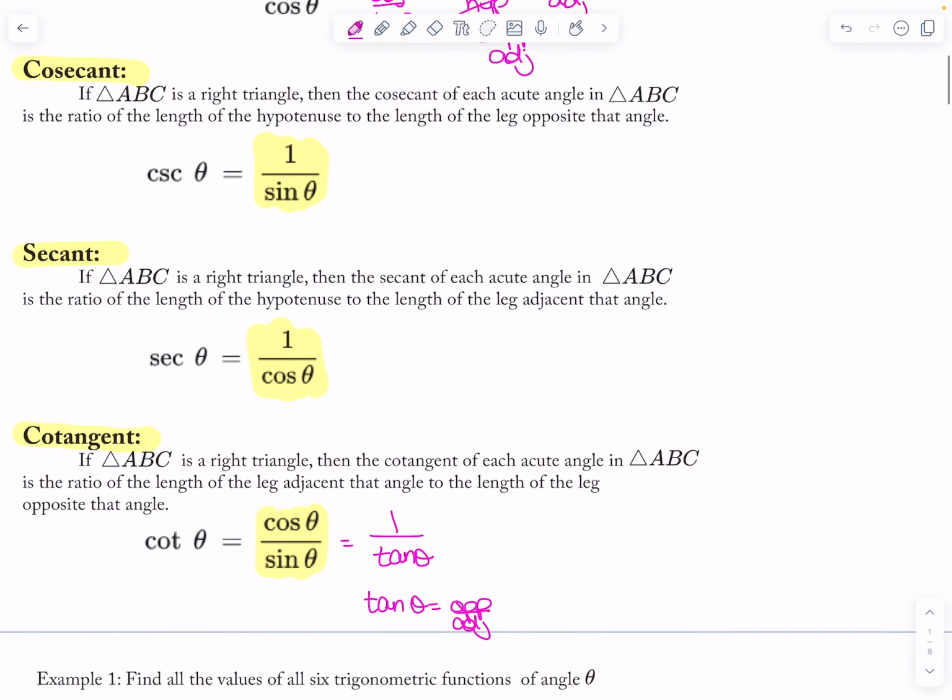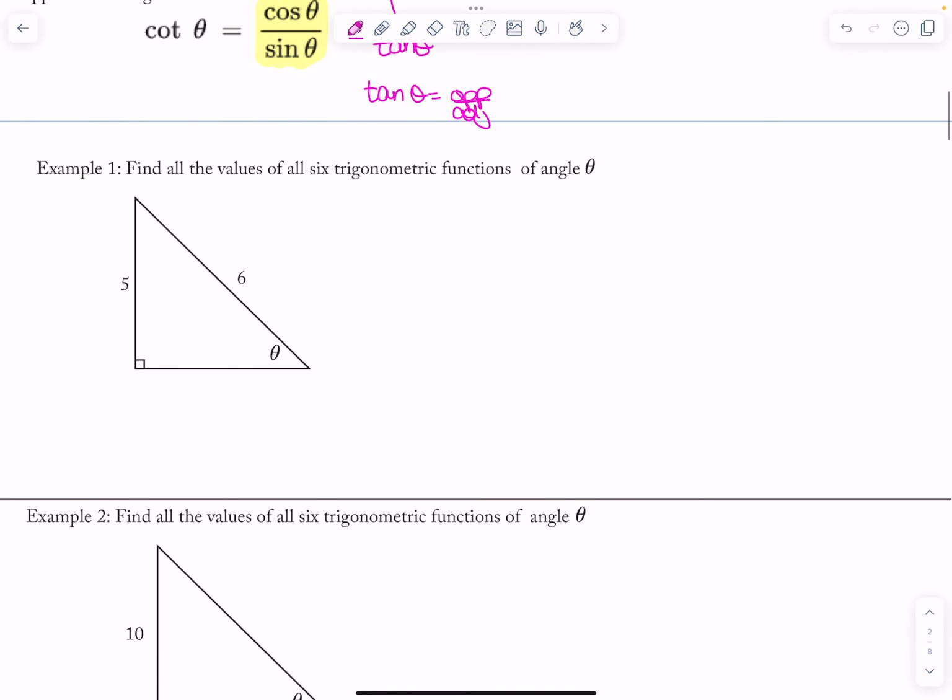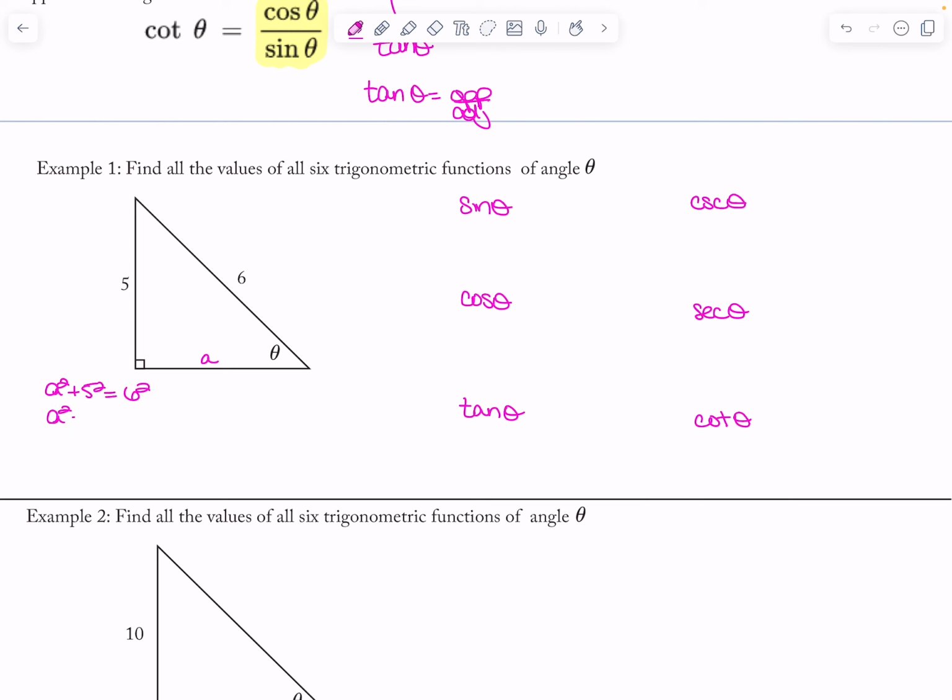But anyways, if I want to find all 6 trig functions, that means I want to find sine, cosine, tangent, and cosecant, secant, and cotangent. First thing I need to do is find my missing side, which is a. So a squared plus 5 squared is equal to 6 squared. So a squared plus 25 is equal to 36. So a squared is equal to 11. So a is equal to the square root of 11.